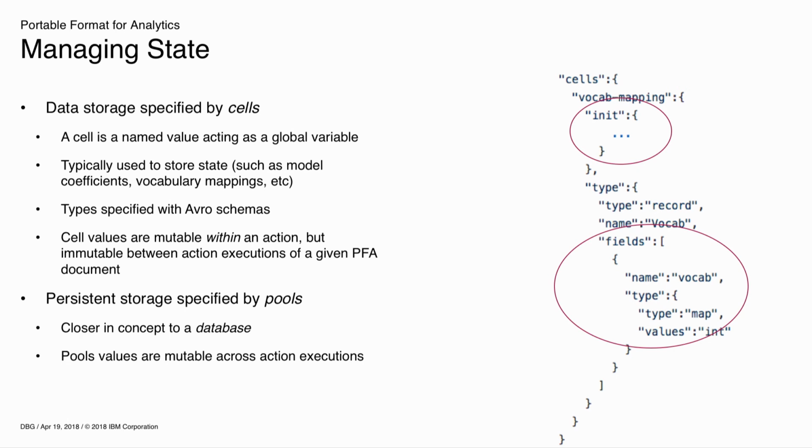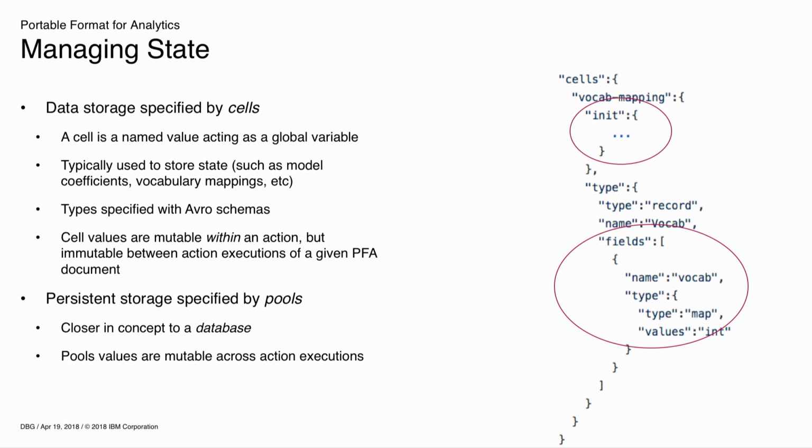Again, the types are specified as Avro schemas, so you can pretty much put whatever you want into a cell. But in most cases, it's going to be fairly simple stuff like arrays, mappings, and so on. So you can see that the type is a record. That's an Avro record, which is kind of like a little struct with fields. And it has one field, which is the vocabulary.